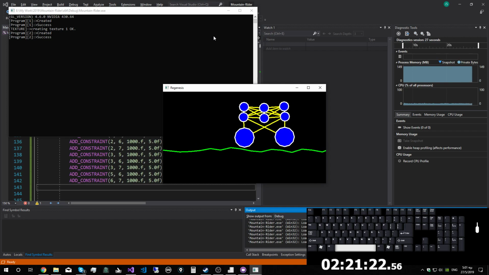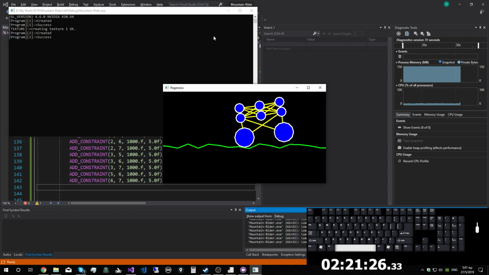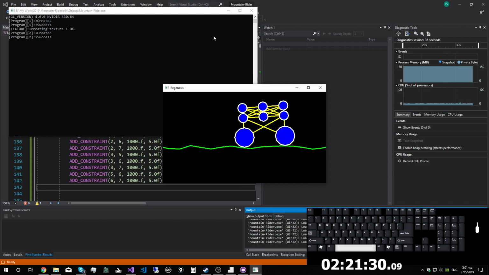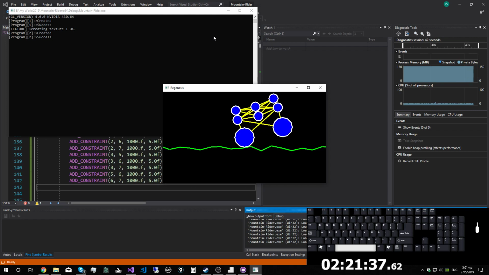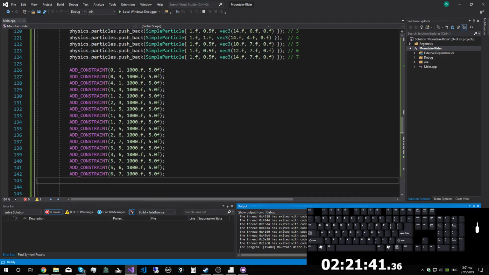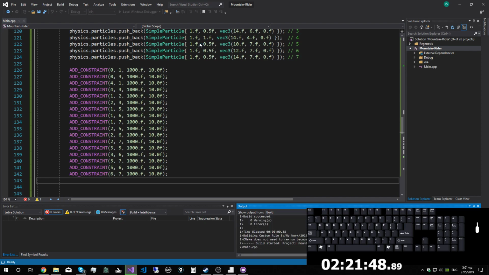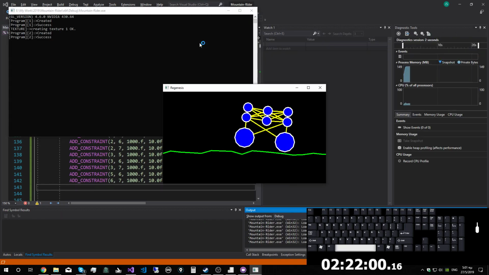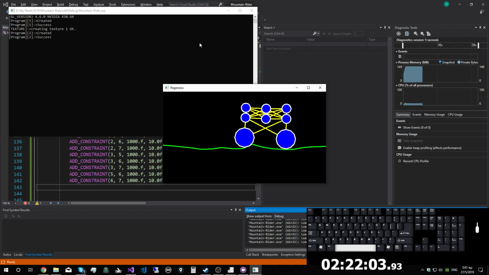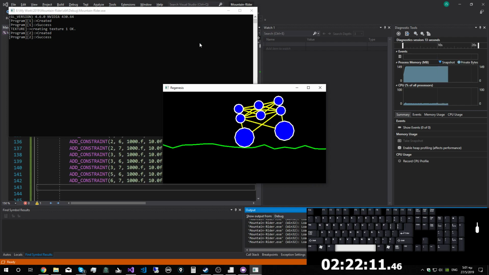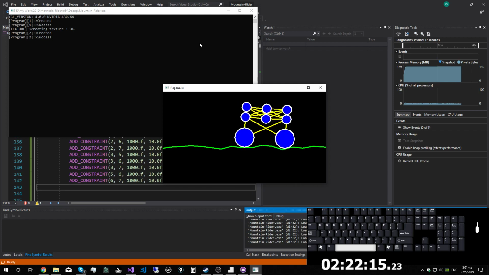I don't really like the middle ones. Probably I will remove them. Maybe 10. We are about 2 hours and 30 minutes in the project. Okay, that's not that bad, actually.